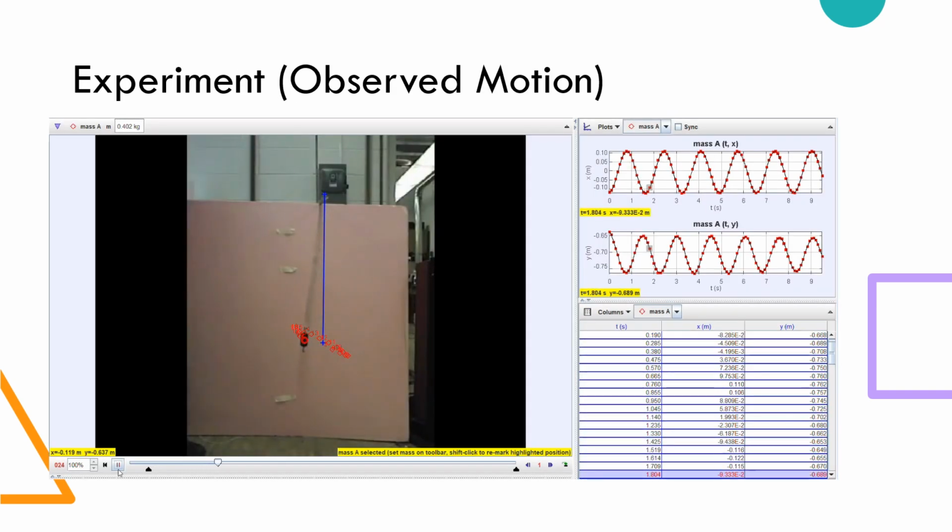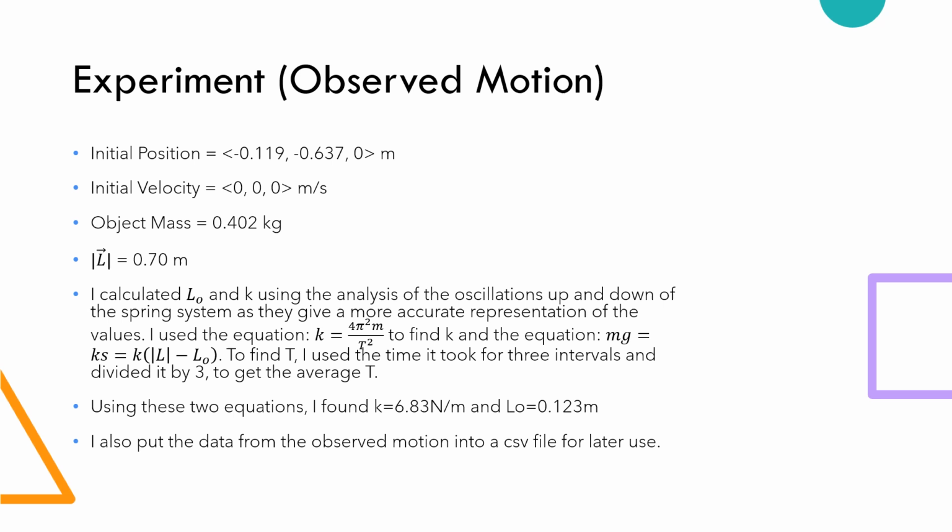Here is the data collected from the sample video provided in the lab, and here are the results collected from that sample video using Tracker. The initial position is minus 0.119 in the x component, minus 0.637 in the y component, and 0 in the z component, in meters, and the initial velocity is 0, 0, 0 in all components, in meters per second. The object's mass is 0.402 kg, and the magnitude of L is 0.7 meters.